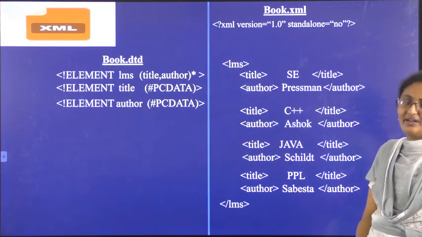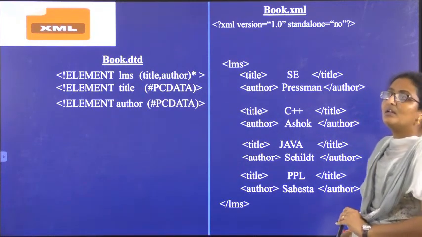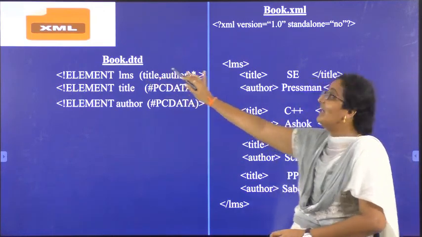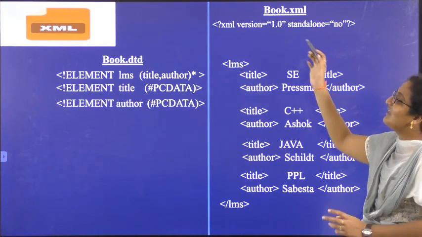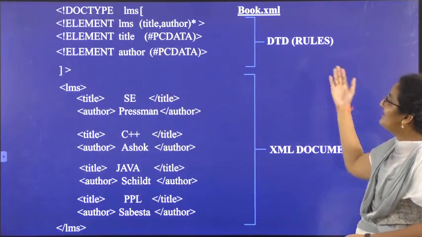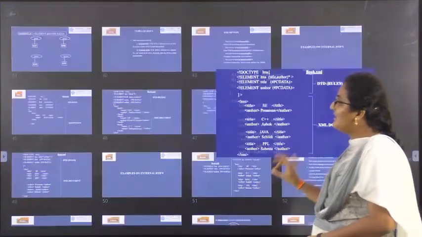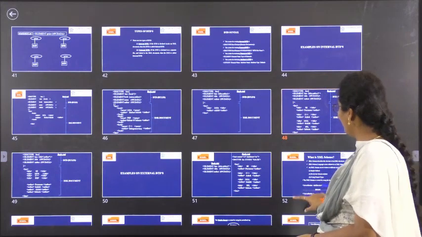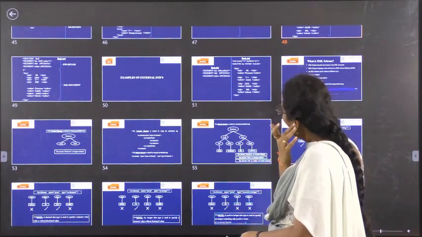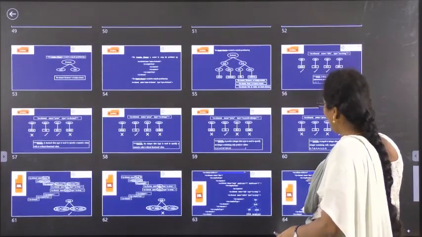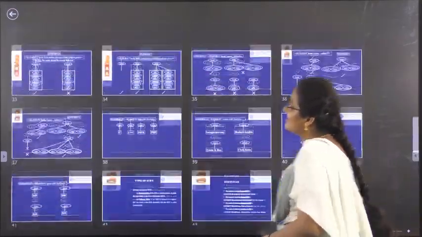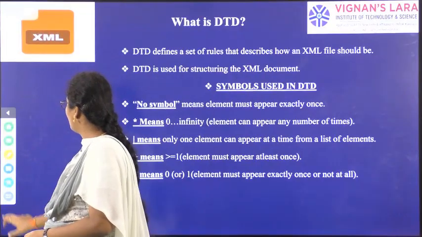So this is the example for external DTD. So what we have? Separately we have DTD file, separately we have XML file, linking those both, that is external DTD. But in the same program, if you have DTD and XML, that is internal DTD. So in the next class, we will discuss what is XML schema. So what is XML schema, we are going to discuss in the next class.